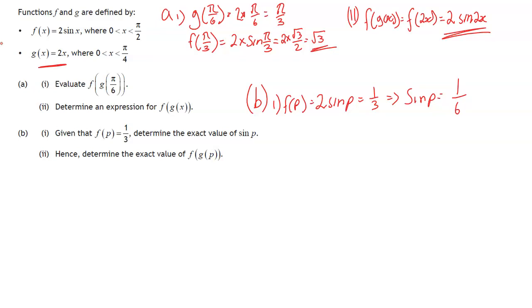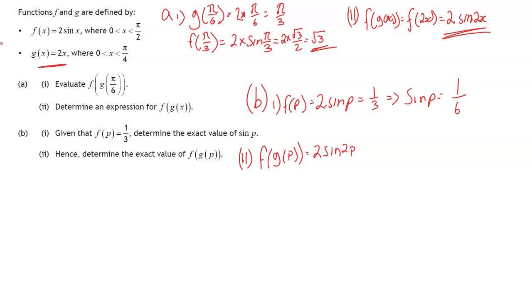Now what it's asking me is hence determine the exact value of f of g of p for part 2. So f of g of p. Now, we know what f of g of x is. f of g of x we calculated earlier is 2 sine 2x. And in this case, f of g of p is going to be the same thing, 2 sine 2p. Now, a lot of times people would look at this and think, oh, 2 sine 2p, well, all I need to do is double that, take the 1/6 and double it, and I get 1/3.